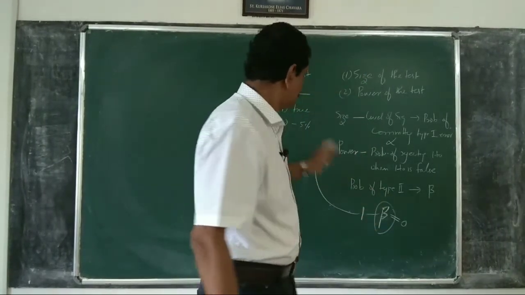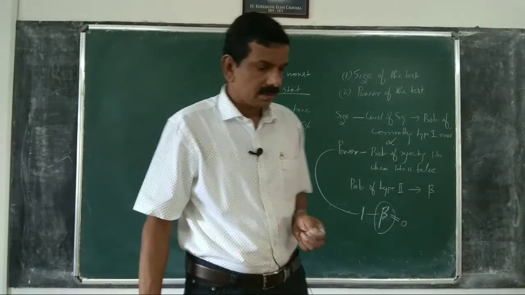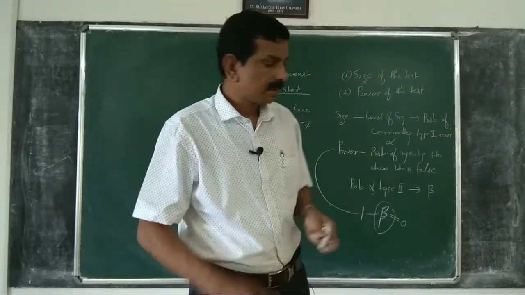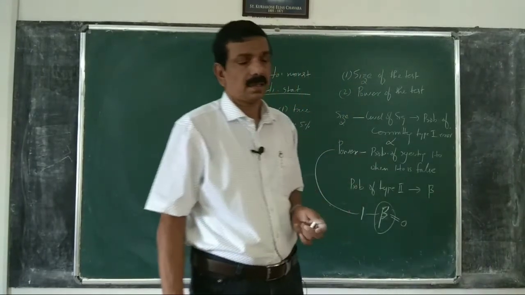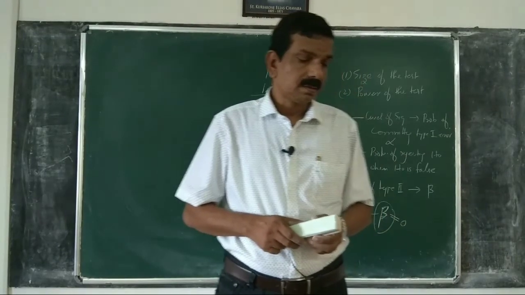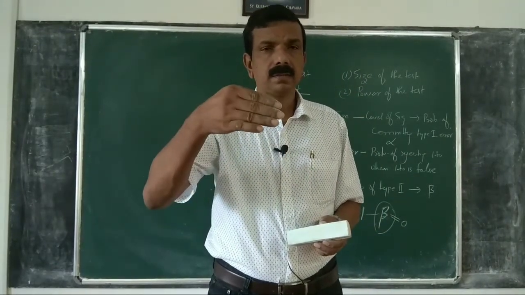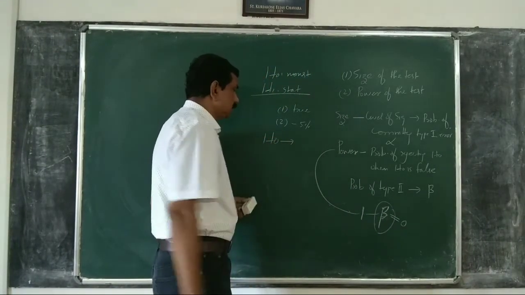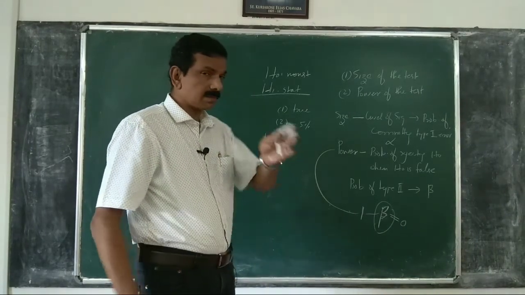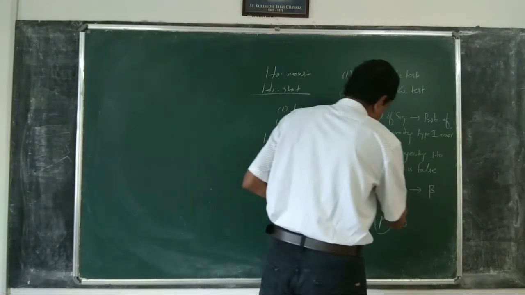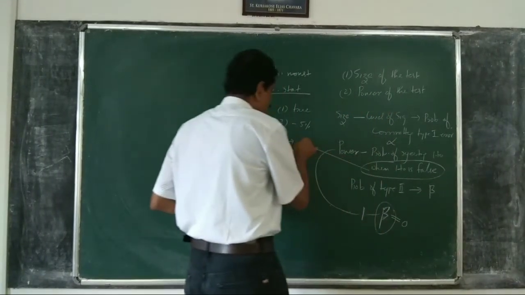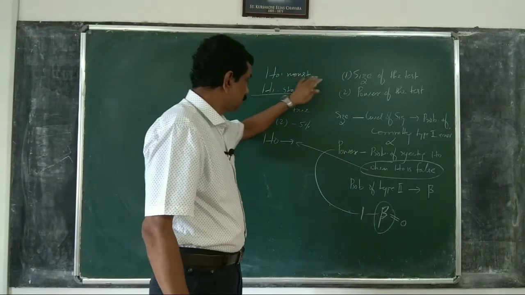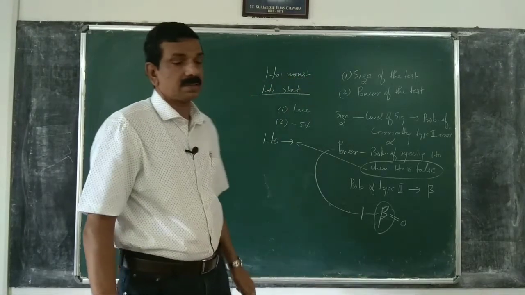Now, that is about the size. Second is about the power of the tests. Most of the Dickey-Fuller type tests have less power. That is, they tend to accept H0 more frequently. Tending to accept H0 more frequently means they tend to accept a false H0 frequently. That is, they tend to accept that the process is non-stationary more frequently.